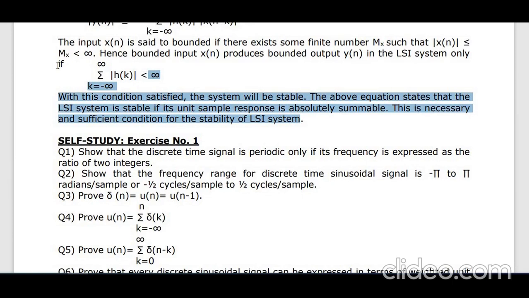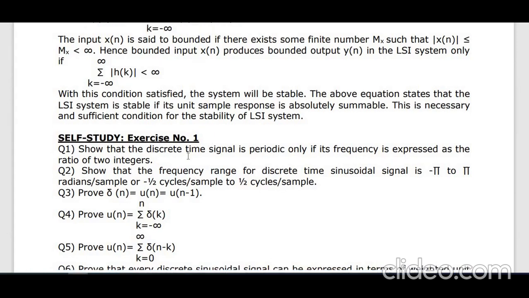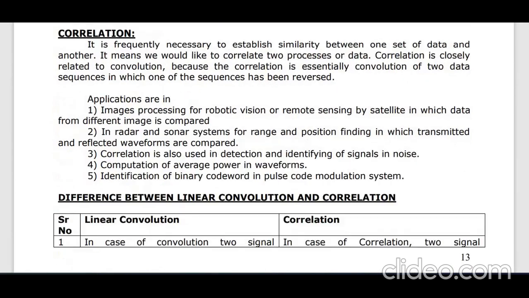So for k equals minus infinity to infinity, whatever the value of h of k we have, if you take the modulus of that, it should be less than infinity. When this condition is satisfied, the system is said to be stable. The above equation should be satisfied for the linear time invariant system. So that is the self study of the equation.